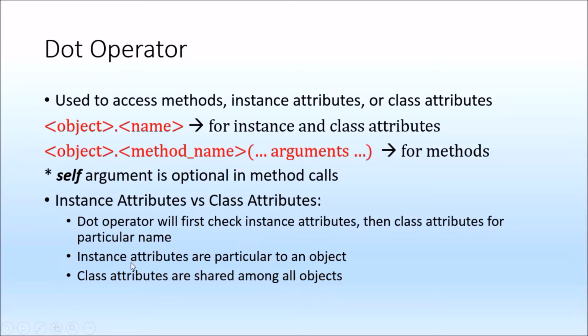Know that instance attributes are particular to an object, and you cannot access instance attributes by using the class. Class attributes can be accessed by the class because they're shared among everything, so it doesn't really matter how you access them. So that's the entire idea there.